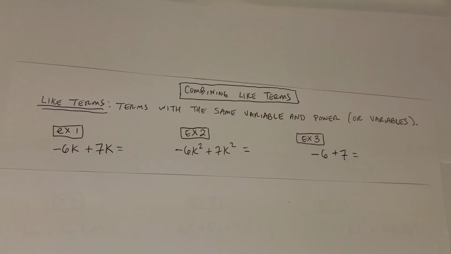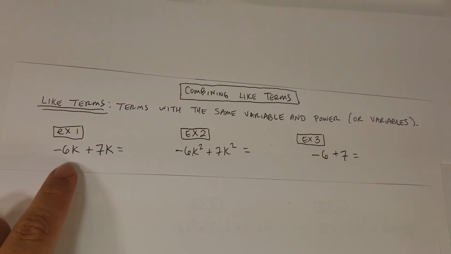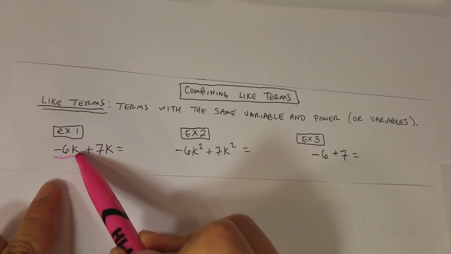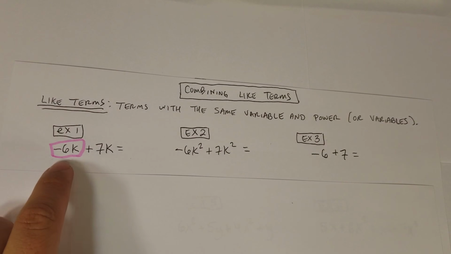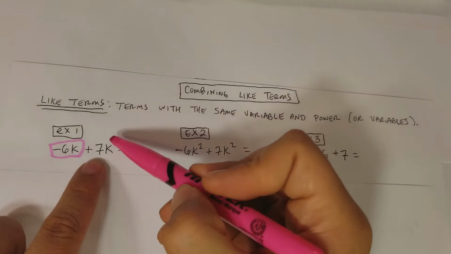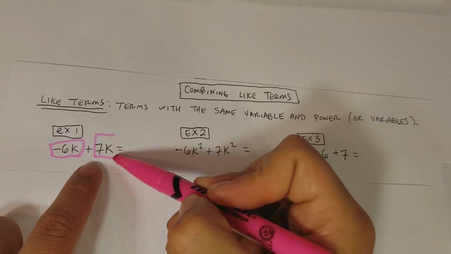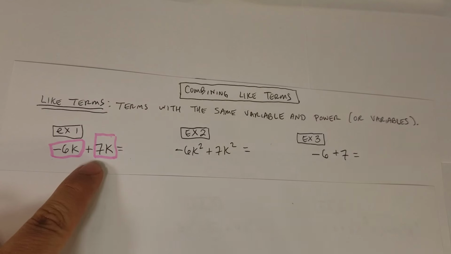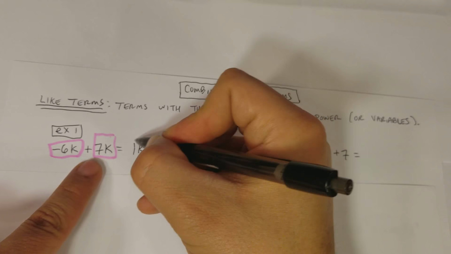For example, let's say we have example number one. These are actually considered like terms because in example number one, -6 is the coefficient, the number in the front. 7 is the coefficient, the number in the front, but they both share k, the variable k. Therefore, they are like terms. So -6k plus 7k will give you a total of 1k.